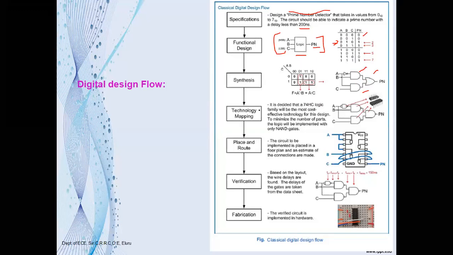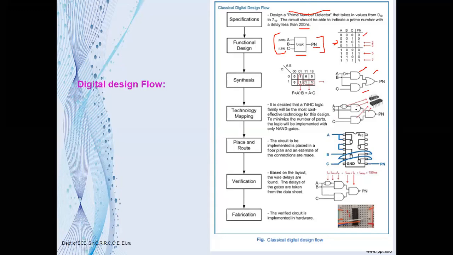And once you have the diagram, we will use the technology map. What do we mean by technology map? What type of logic family has to be used: is it CMOS, bipolar, or BiCMOS? The most commonly used are TTL or CMOS, so you will take according to your wish. So we will take the logic gates here.